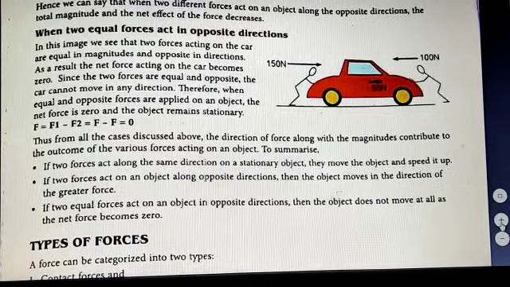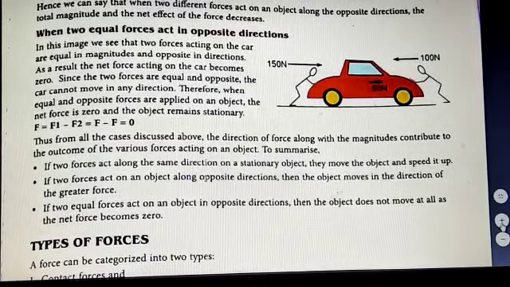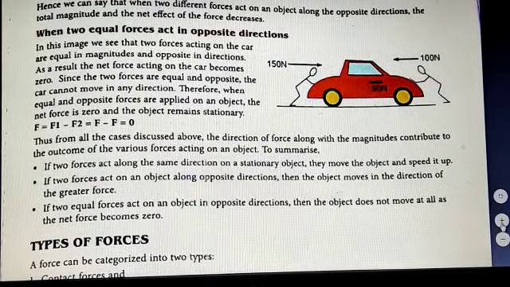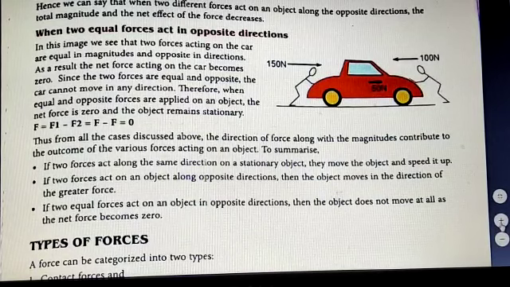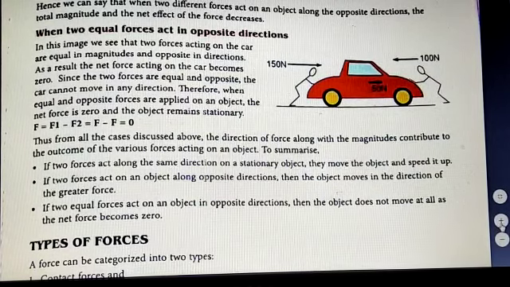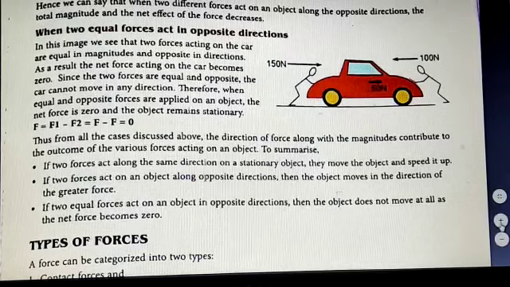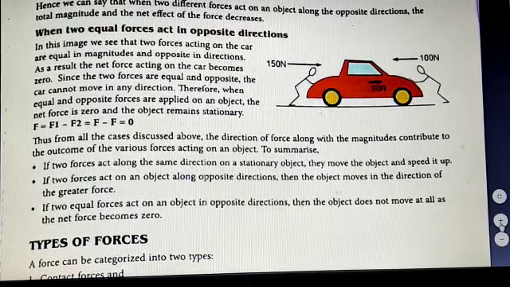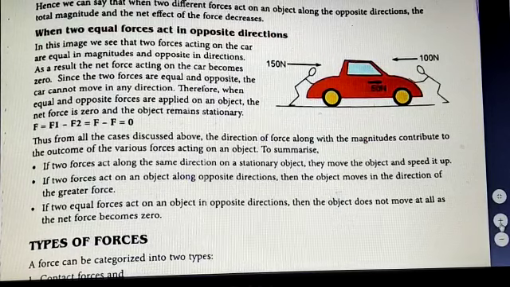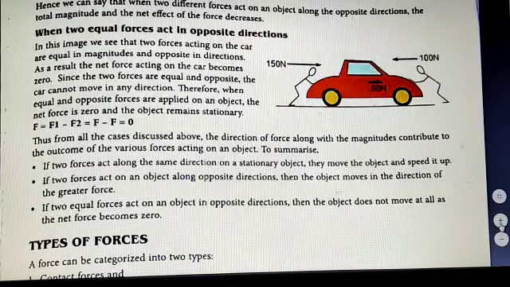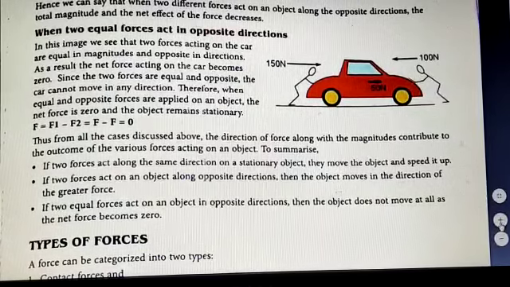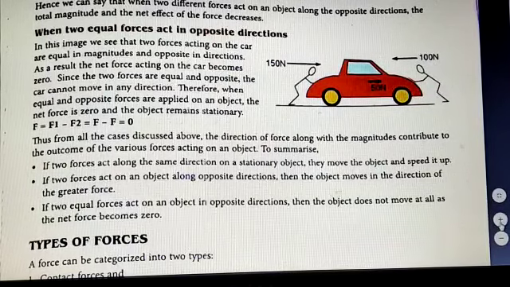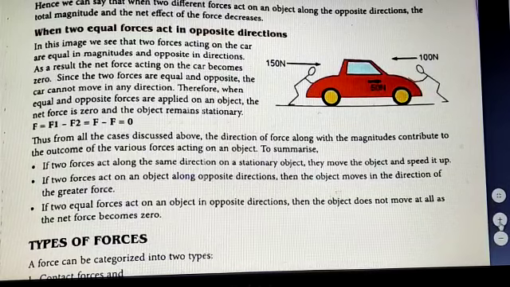Again, the same example has been explained. So what is the summary? If two forces act along the same direction on a stationary object, they move the object and speed it up. If they act on an object along opposite directions, then the object moves in the direction of the greater force. You must understand that if 2-3 friends apply more force and you have to move an almirah, then you can easily push it. Now if two equal forces act in opposite directions, then the resultant force will be 0.